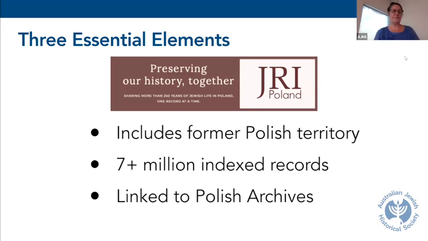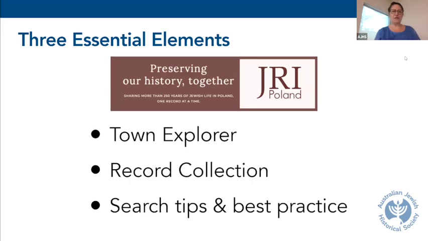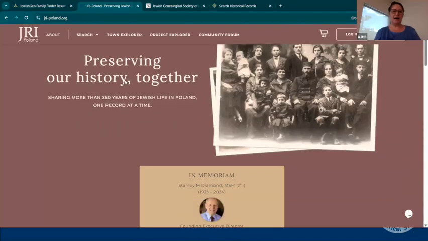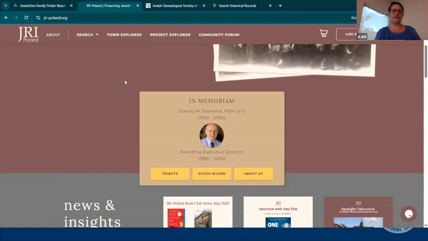JRI-Poland has over 7 million indexed records, and a great many of them are linked directly to the Polish archives. Not all of them, but quite a lot of them. So again, we're going to look at the Town Explorer in this one. It's a bit different to the Town Finder in JewishGen. It has a different setup. We're going to look at some of their record collection, and we're going to talk a little bit about search tips and best practice searching in JRI-Poland. Once again, you have to have a membership.